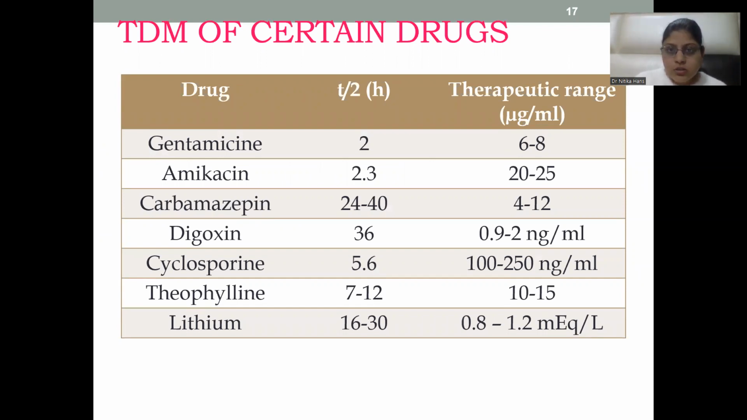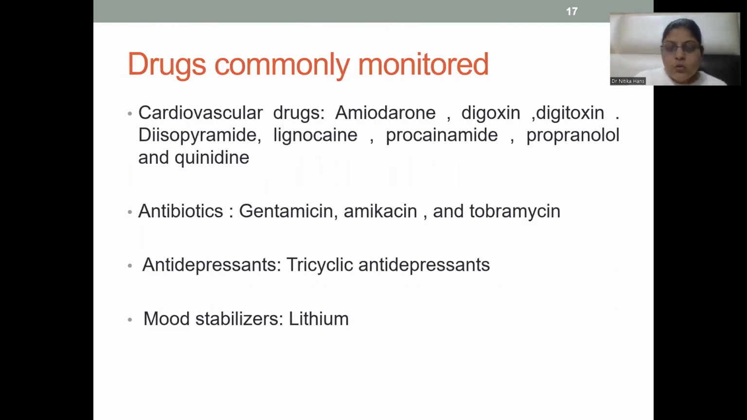This is the therapeutic drug monitoring of certain drugs. The therapeutic range and half-life are given. Like gentamicin, the therapeutic range is 6 to 8 microgram per milliliter. Carbamazepine is 4 to 12. Lithium is 0.8 to 1.2 milliequivalent per liter. So these are the drugs which require therapeutic drug monitoring.